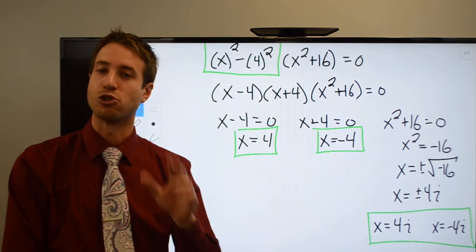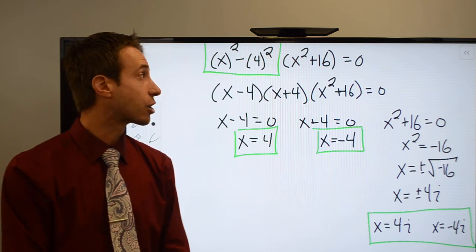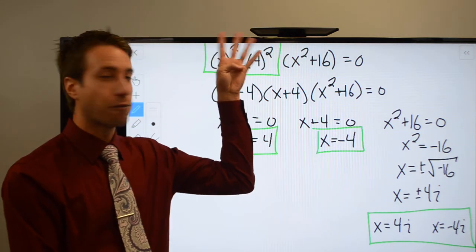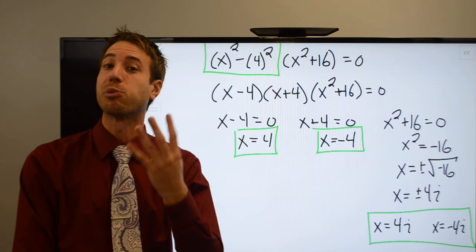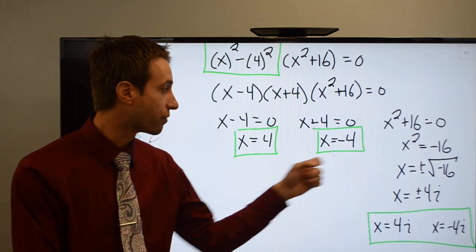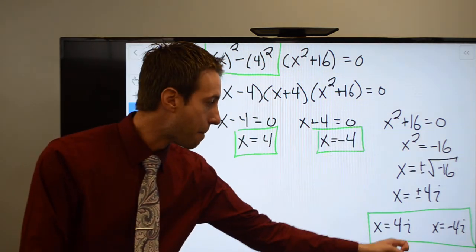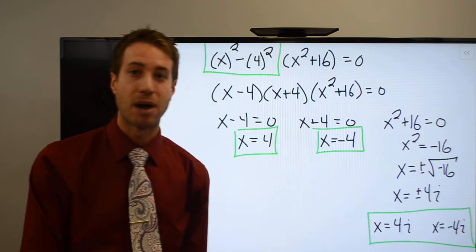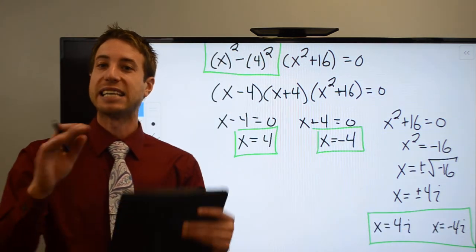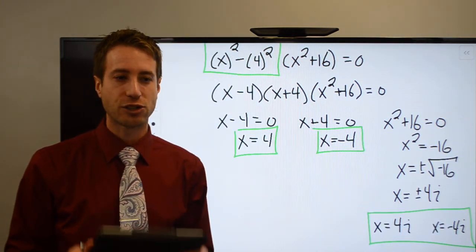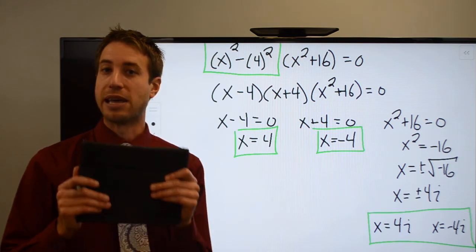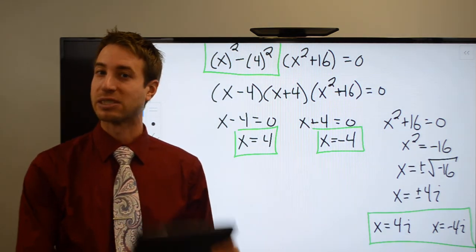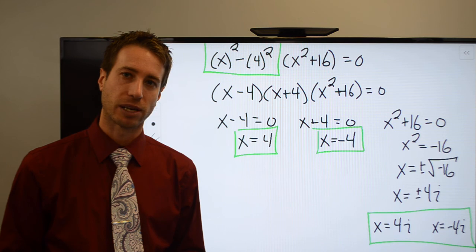Imaginary complex solutions must show up as complex conjugates. This was a 4th degree polynomial, so I should wind up with 4 zeros, and I do: plus 4, minus 4, and then plus 4i and minus 4i. So the idea here is this. If you have imaginary or complex solutions, they must come in an even amount, and they must be complex conjugates.